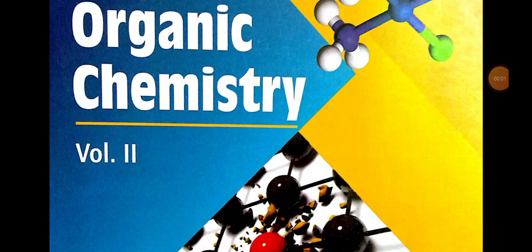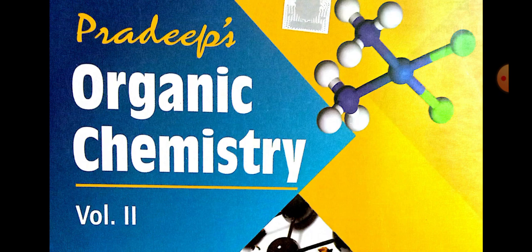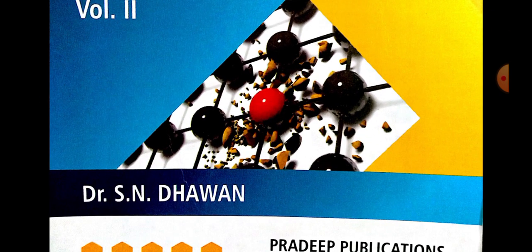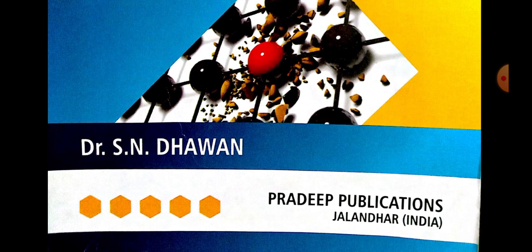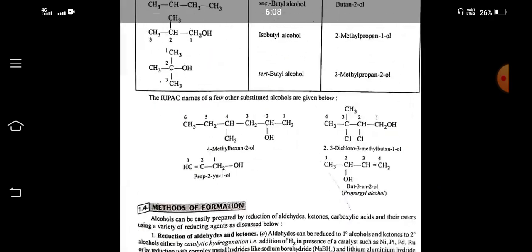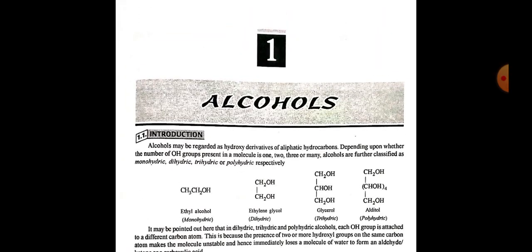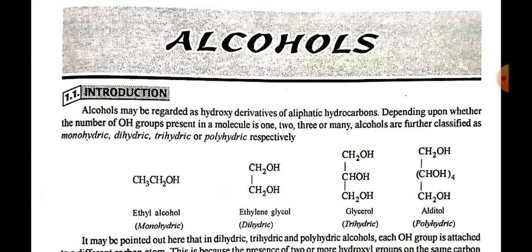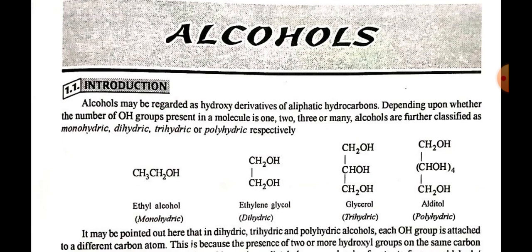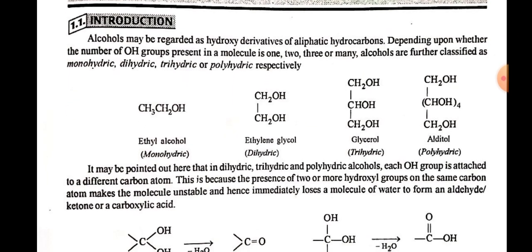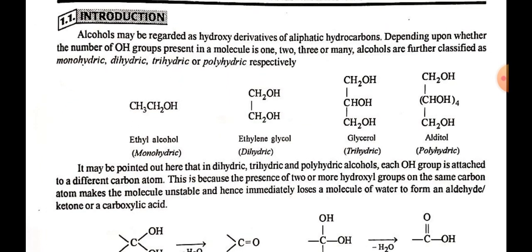Now we are starting with organic chemistry, Pradeep's Organic Chemistry, volume 2nd, whose author is Dr. S.N. Dhawan. And we are starting with the chapter whose name is alcohols. This is chapter number 1 of our organic chemistry book this year. So starting with the introduction.